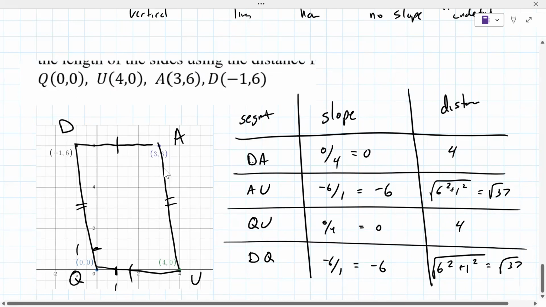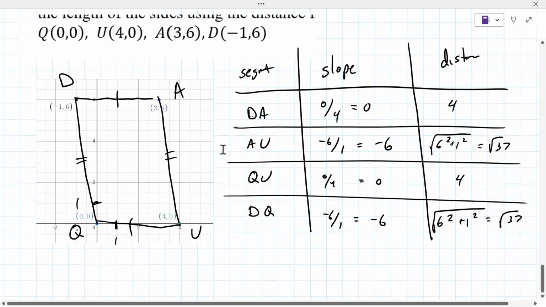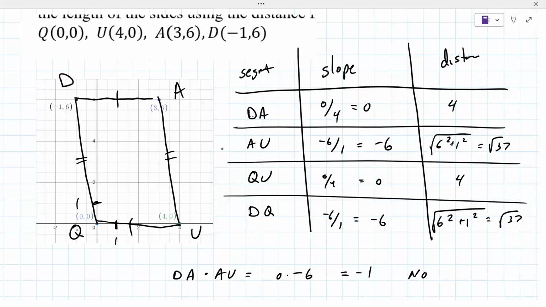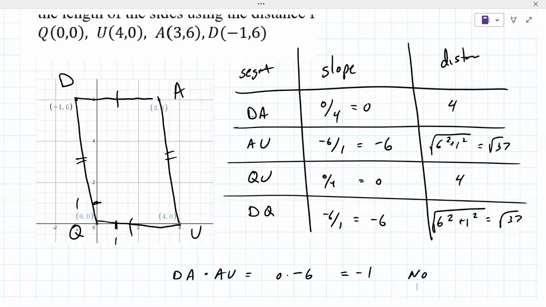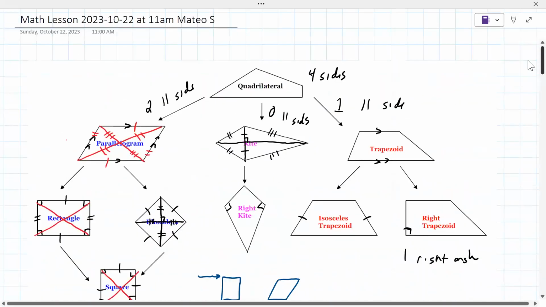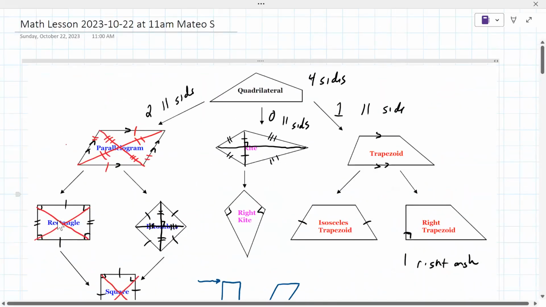To decide if this is a rectangle, we need to know if this meets at 90 degrees. Now, it sure does not look like it, but the correct way to do that is to take the product of the slopes, like DA slope times AU slope, which is 0 times -6. Does this equal -1? The answer is no. So those definitely don't meet. All the sides are not congruent, so that is not a rhombus, and it's not a square if they don't meet at 90 degrees. So the key is, after you prove something is a parallelogram, you look at the slopes to figure out whether it's a rectangle or a rhombus, or all 4 sides, and then the angle to figure out if it's a rhombus or a square.